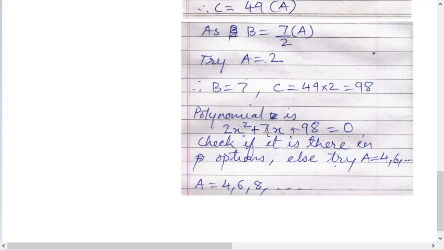Therefore the polynomial becomes ax square plus bx plus c, so 2x square plus 7x plus 98 equals 0. Check if this answer is there in the options. Mostly, 99% it will be there. But if it is not there, then you will have to go on trying A equals 2, then 4. You can't try 3. You have to try even numbers only because there is a 2 over here. So 2, 4, 6, 8 you can go on trying, but mostly with 2 only you will get the answer.